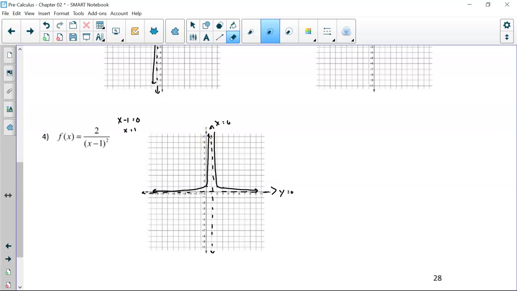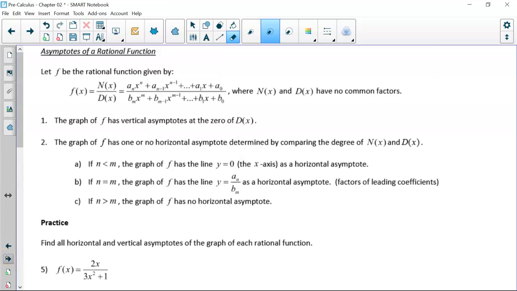There's this graph. So the vertical asymptote is at x equals 1, and the horizontal asymptote is at y equals 0. Now on the next page, we can start making some generalizations. This next page is important about how to find those asymptotes.